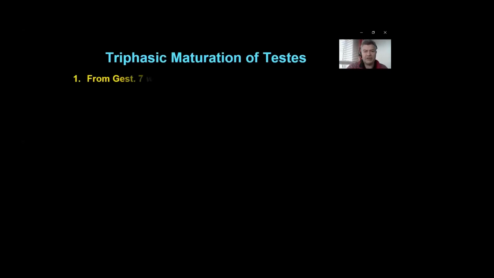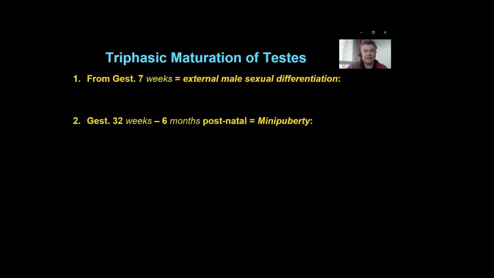So there's this triphasic maturation of the testes, which begins with external male sex differentiation from gestational week 7, followed by mini puberty, which begins around 8 weeks before birth and completes 6 months postnatally. And then finally puberty, where there's completion of germ cell proliferation and differentiation.